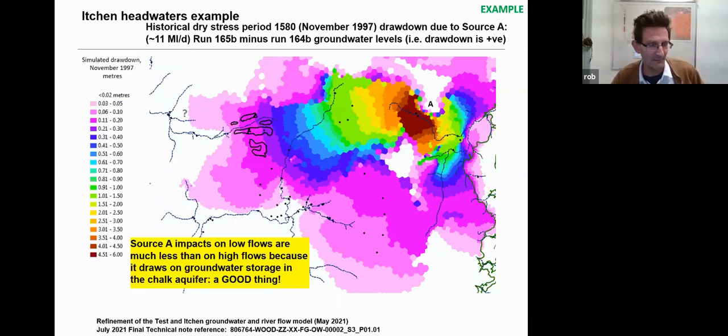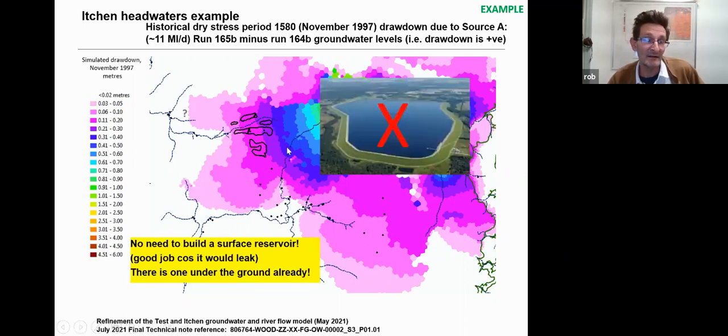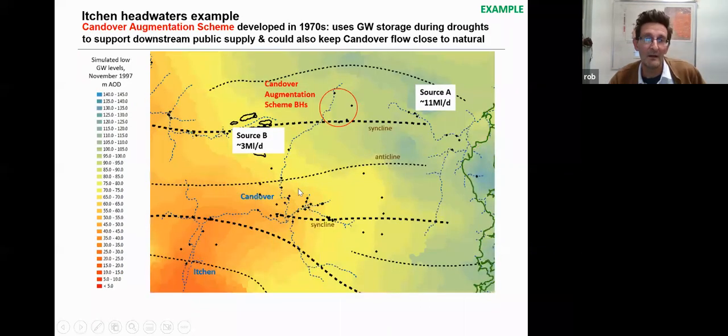That's not mining. So that's not the example I showed you previously from the Mersey. This is something that just happens every summer. It's taking some water from storage instead of directly from river flows. And that's how it works. And that's a good thing, because you couldn't build a surface reservoir there to replace it, because it would leak like a sieve. And you don't have to, because there's one under the ground already. It's called an aquifer.